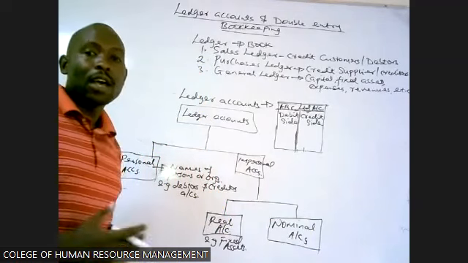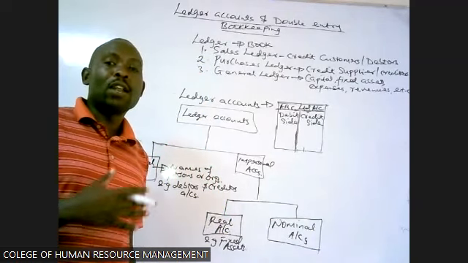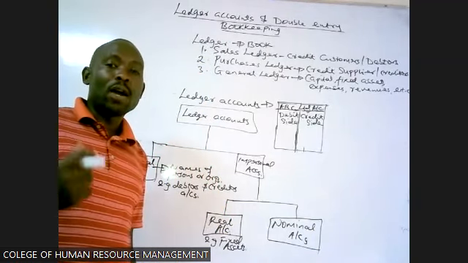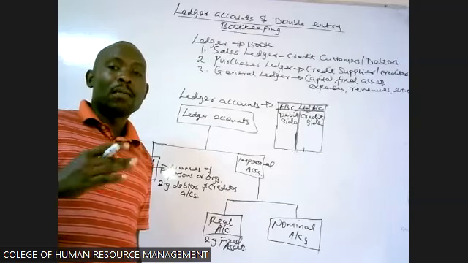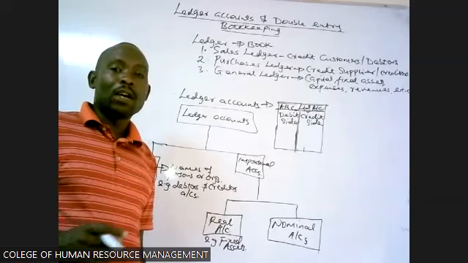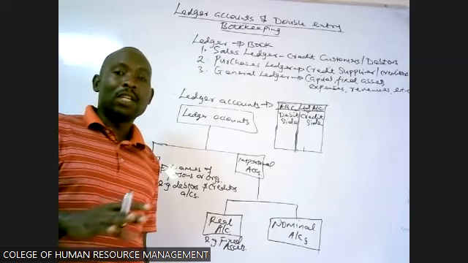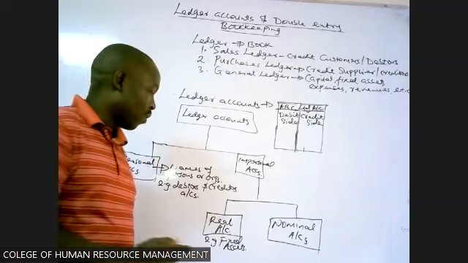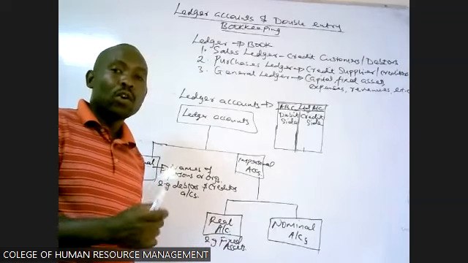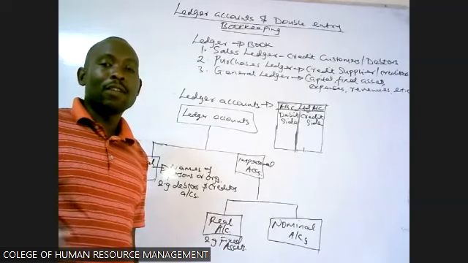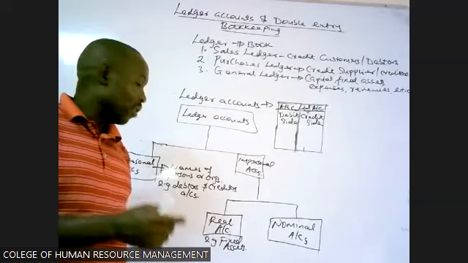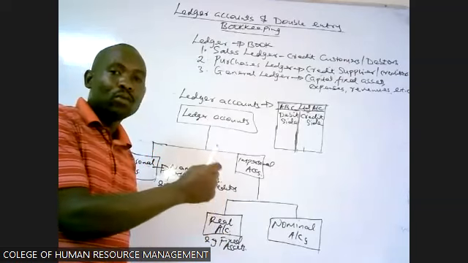Fixed assets, those assets that are going to be in the business for a long period of time, more than one financial year. They include motor vehicles, machines, computers, furniture, machineries. All those are known as fixed assets. We don't buy them with the intention of selling them. We only buy them to assist us in running the business. So these items are real. We can be able to see them.